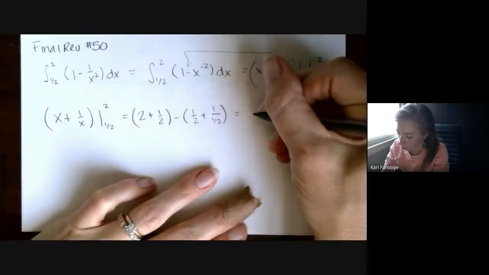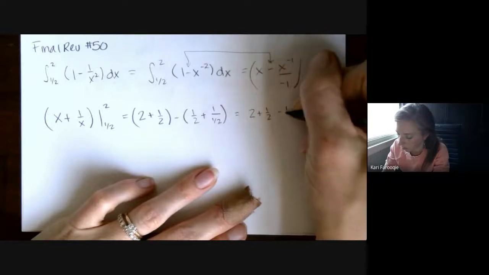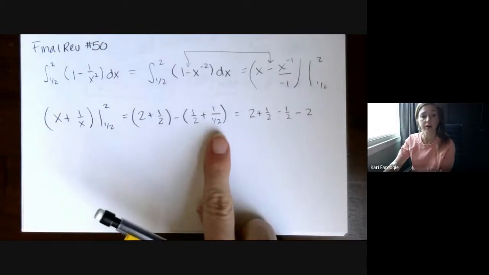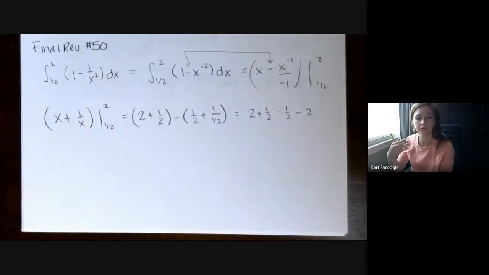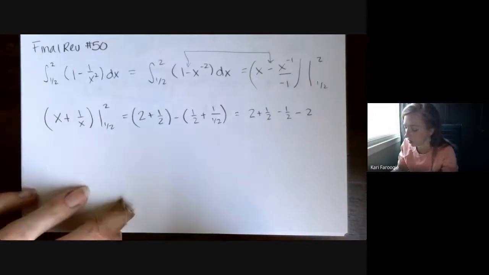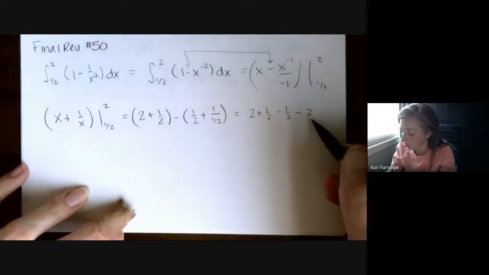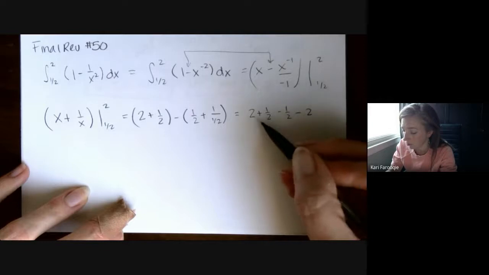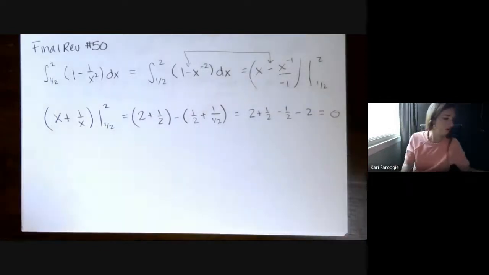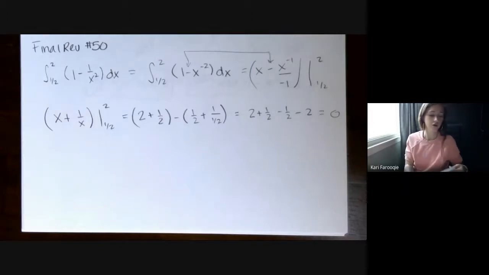So this will be 2 plus 1/2 minus 1/2 minus 2, because 1 divided by 1/2 is multiplied by 2 in the numerator and denominator, and you'll get 2. And then 2 minus 2 is 0, and 1/2 minus 1/2 is also 0. So you should be getting 0 for the value of this limit.